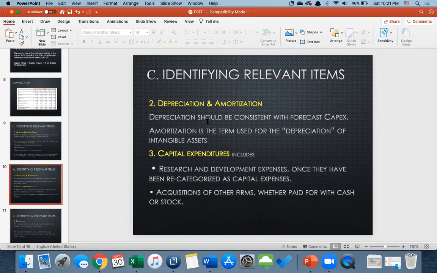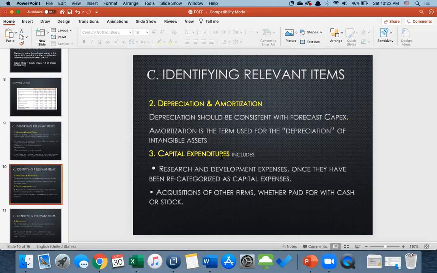Another thing about amortization is that amortization is the term used for the depreciation of intangible assets. Usually in the financial statement we see them stay together, but actually amortization is about the intangible assets. It typically happens when the company is doing an acquisition of another company.